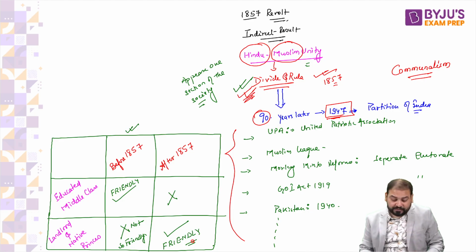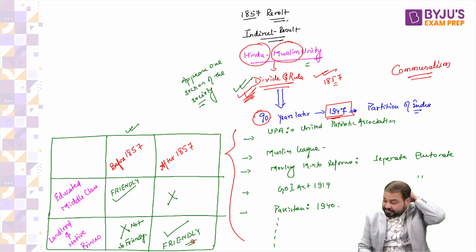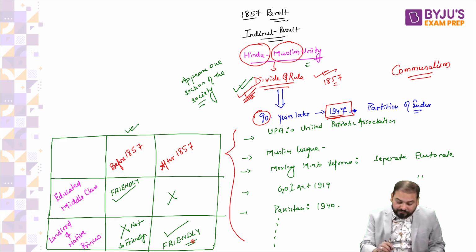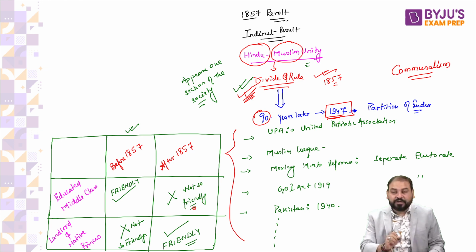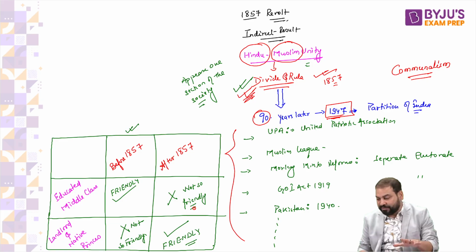Last thing, after 1857, you all have studied that the educated people started to talk about the drain of wealth. They started to criticize the British rule. So, all of you, can I say that after 1857, the British relations did not remain so friendly? Everyone, those who are from the beginning, I hope this table is clear.